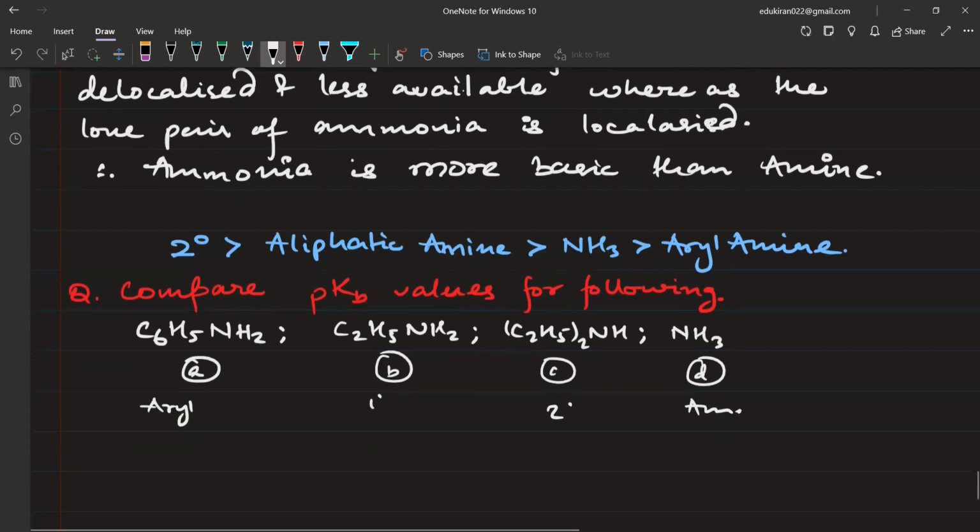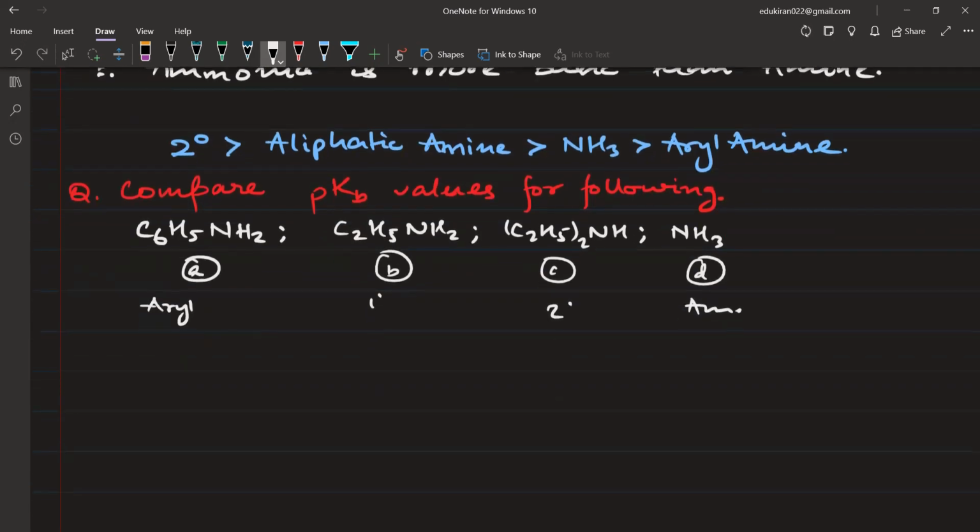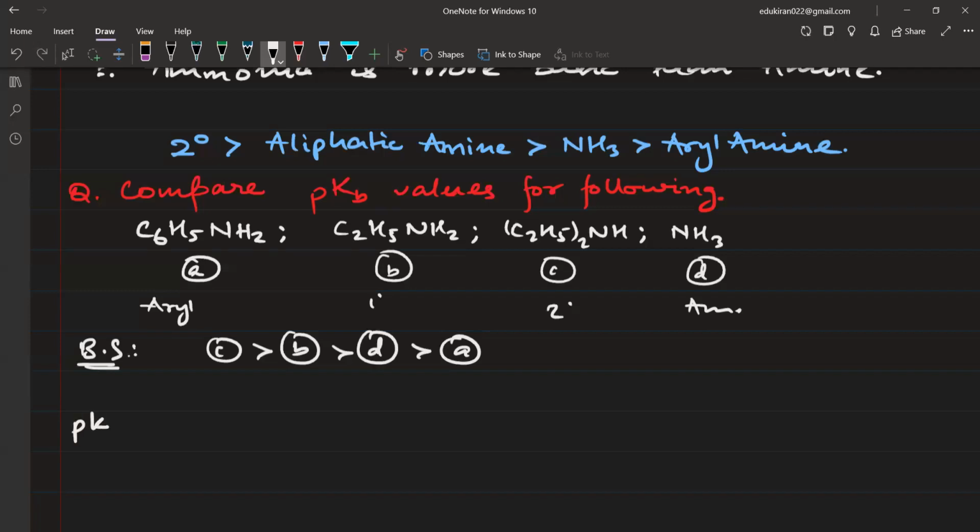ठीक है. So if I talk about the acidic strength, basic strength, acidic strength बोल रहे थे क्या? मतलब जैसे basic strength guys, basic strength. Okay, my bad. Basic strength C, B, D, A. ठीक है. और अगर हम pKb वैल्यू की बात करें तो C, B, D, A.